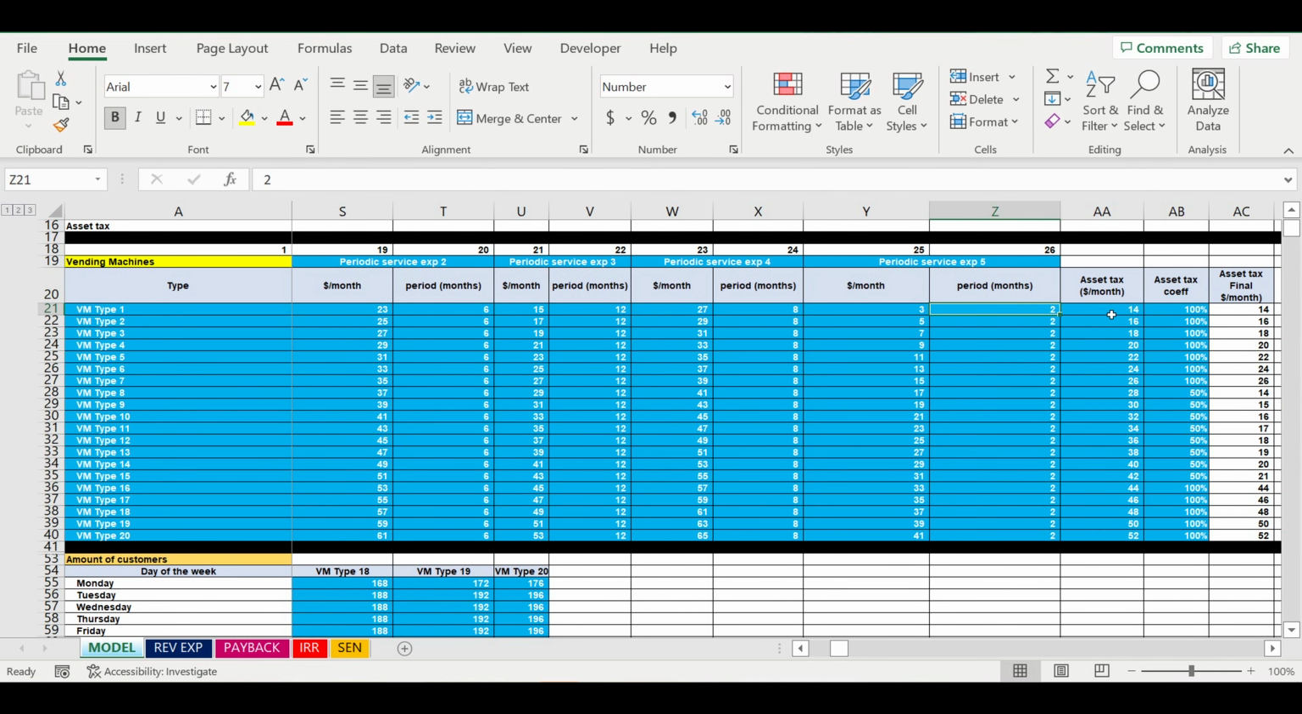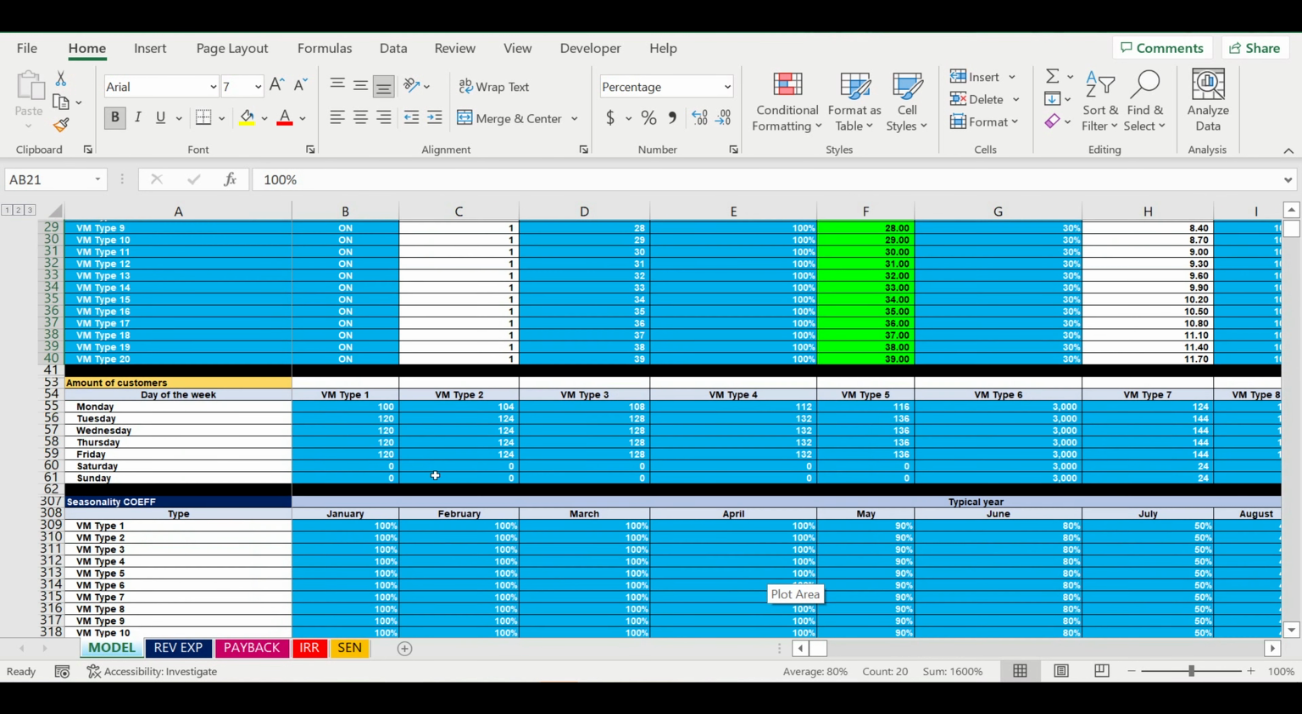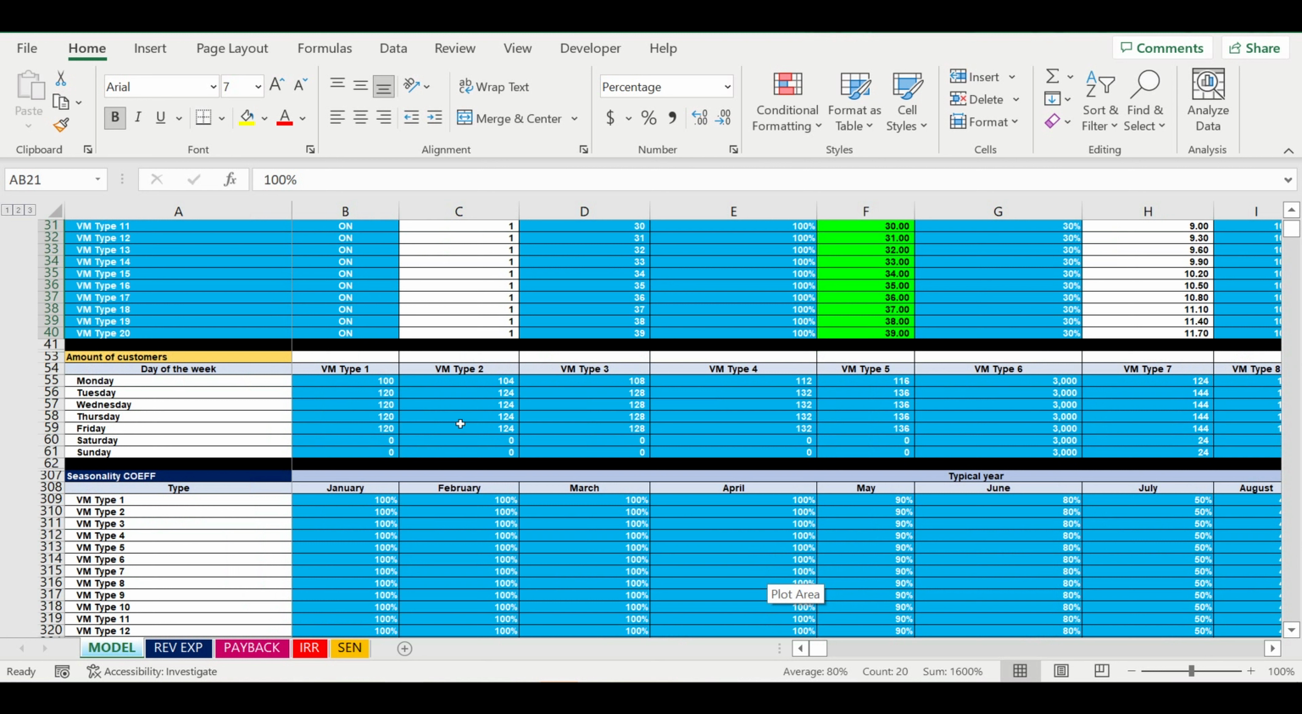Then we specify the asset tax for each vending machine. We also have a coefficient for asset tax, so we can switch on, switch off this parameter. Then we move to the revenue parameters that affect the cash generation algorithm.